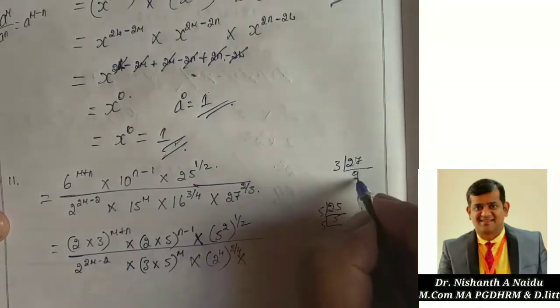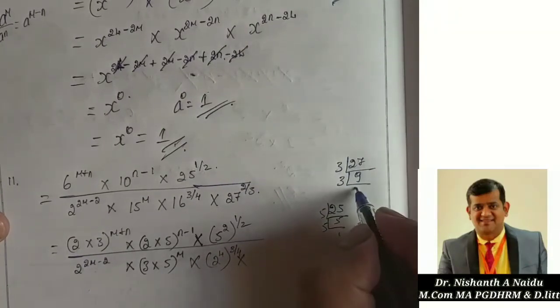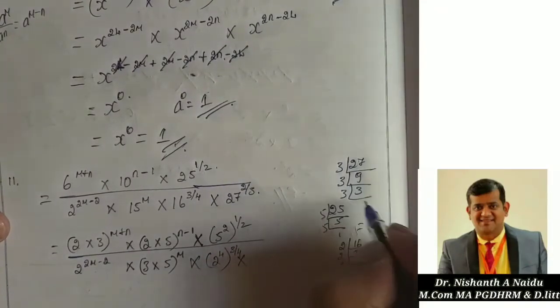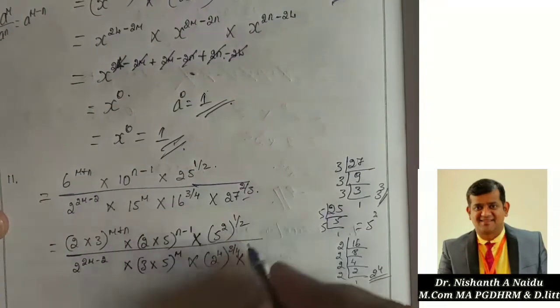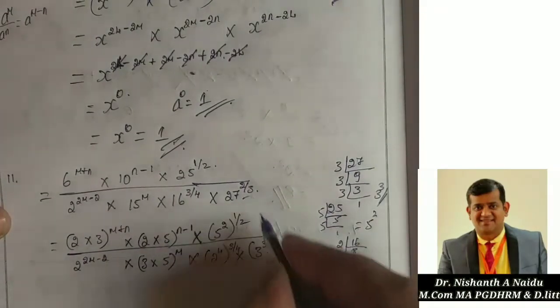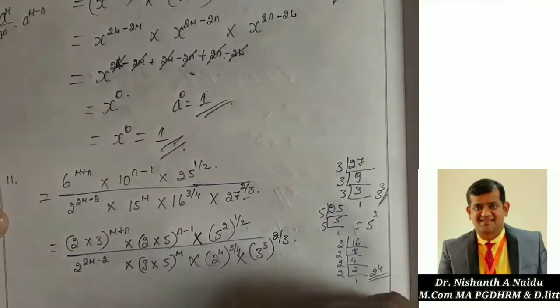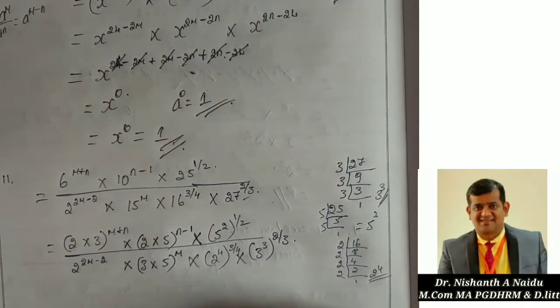9 threes are 27, 3 nines are 27, then 3 threes are 9, then 3 ones are 3. So 3 to the power of 3 is 27. So then what we will do, (3 to the power 3) whole power 2 divided by 3. So now we are done with the conversion part.